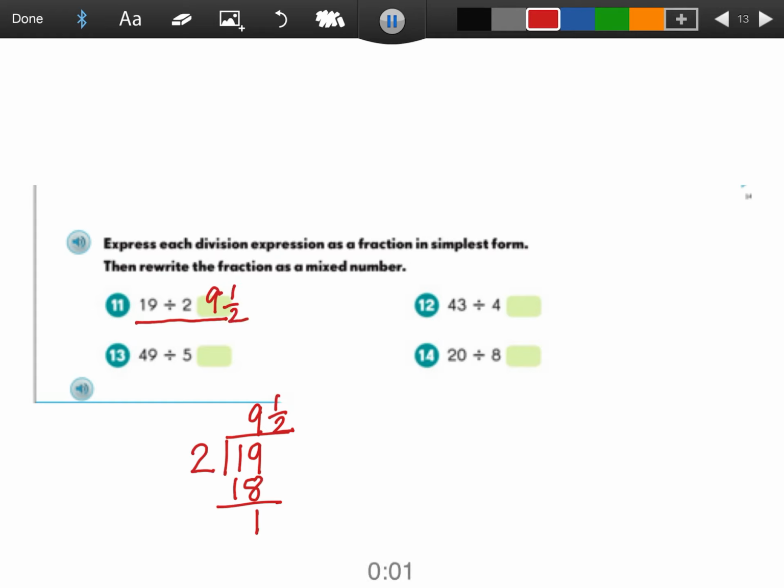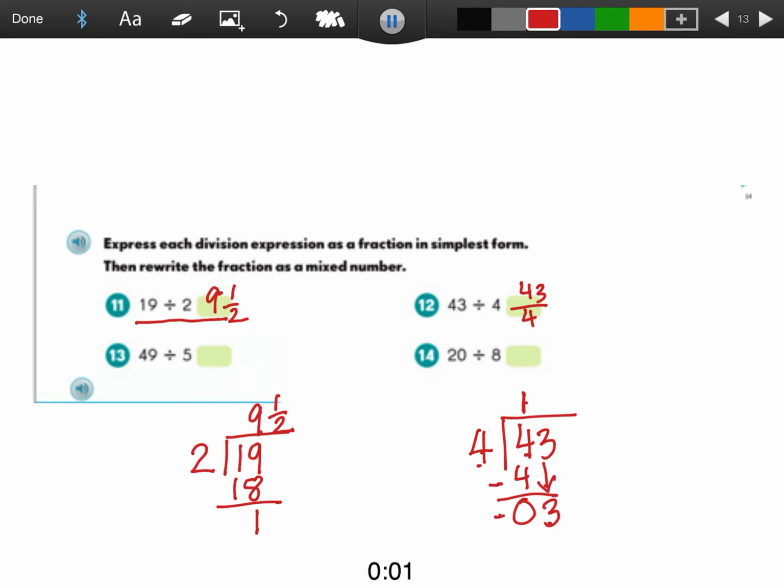Okay. Another way you could do it is 43 divided by 4 is 43/4. That is a big fraction. So I think the better way to do it is a division problem. So we're going to have 43 divided by 4. 4 goes into 4 one time. 1 times 4 is 4. I don't have anything left after I subtract, so I'll bring down the 3.